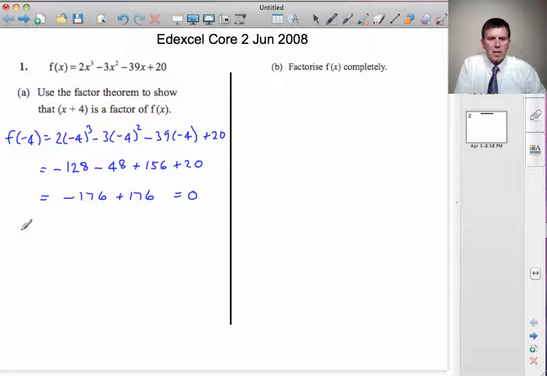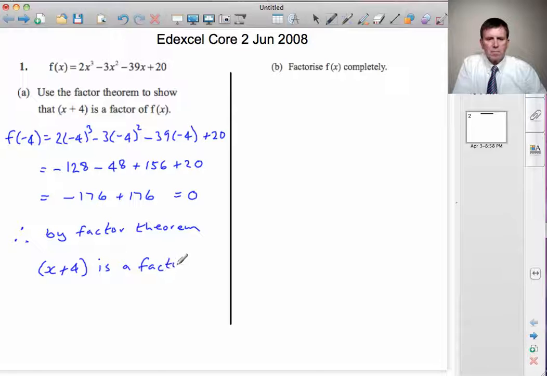And so we can say, therefore, by the factor theorem, x plus 4 is a factor of f(x). And that concludes part A.